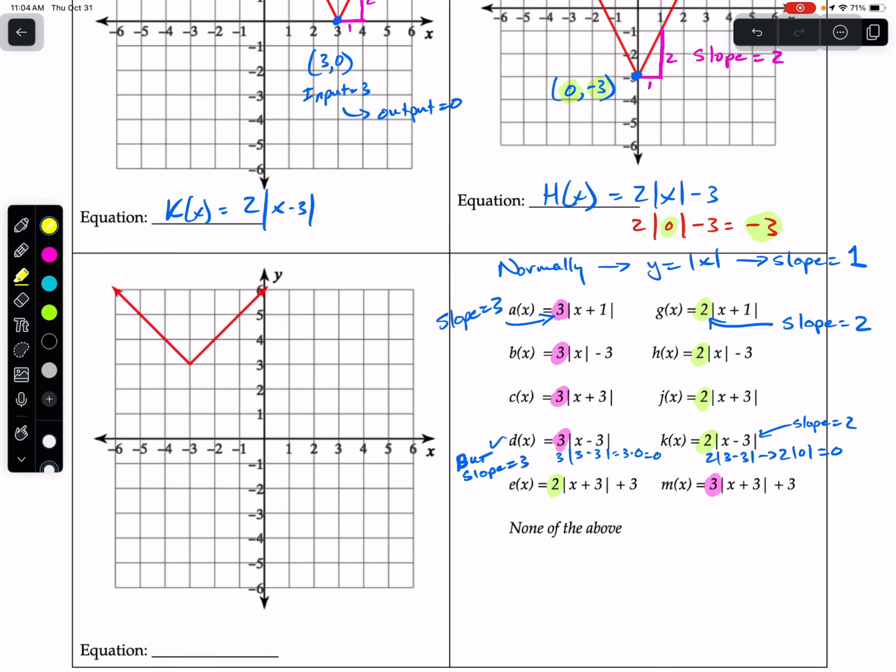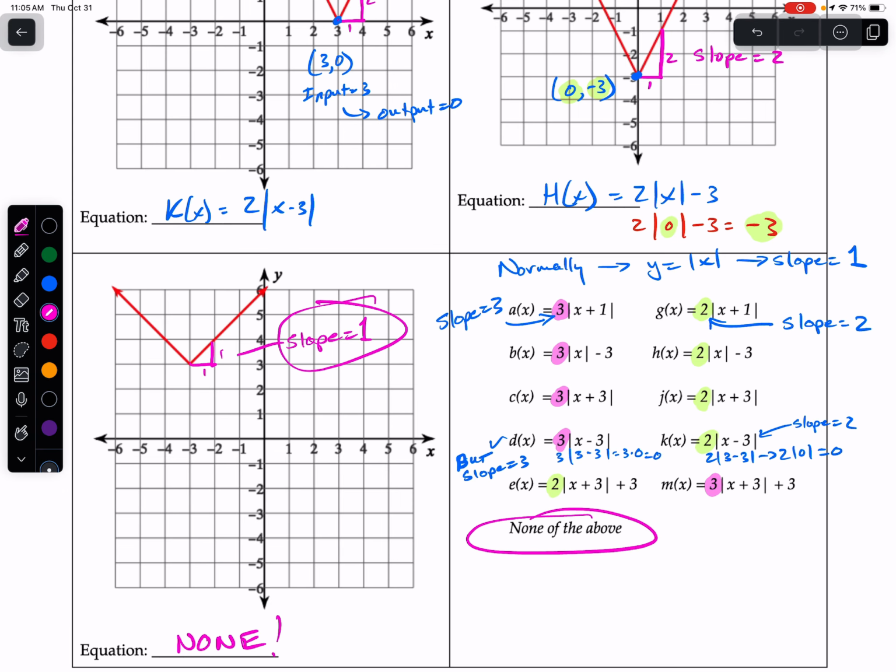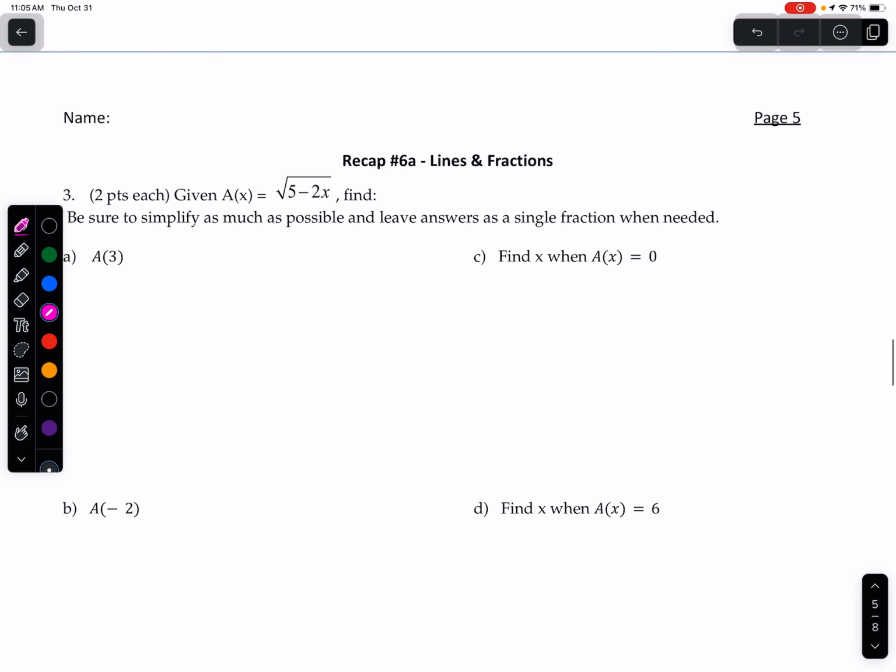Now down here, look at what I notice. Over 1, up 1. So I have a slope of 1. And none of my equations have that, so it's got to be none of the above. On we go.